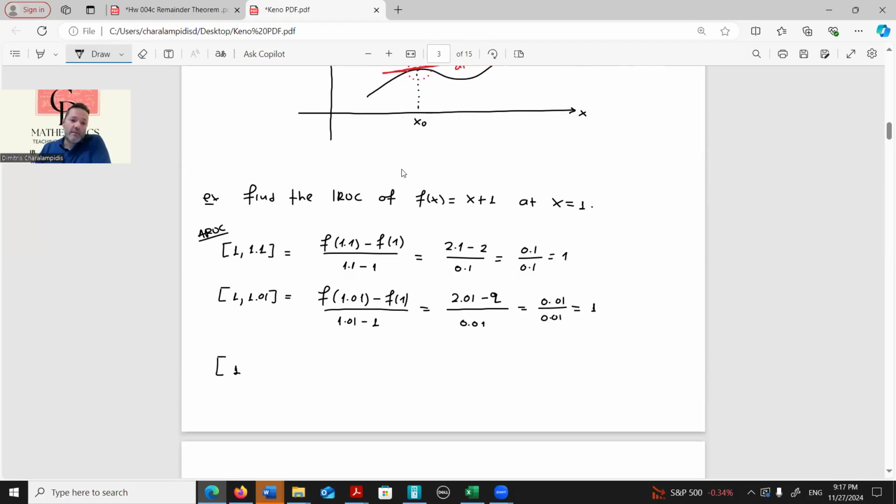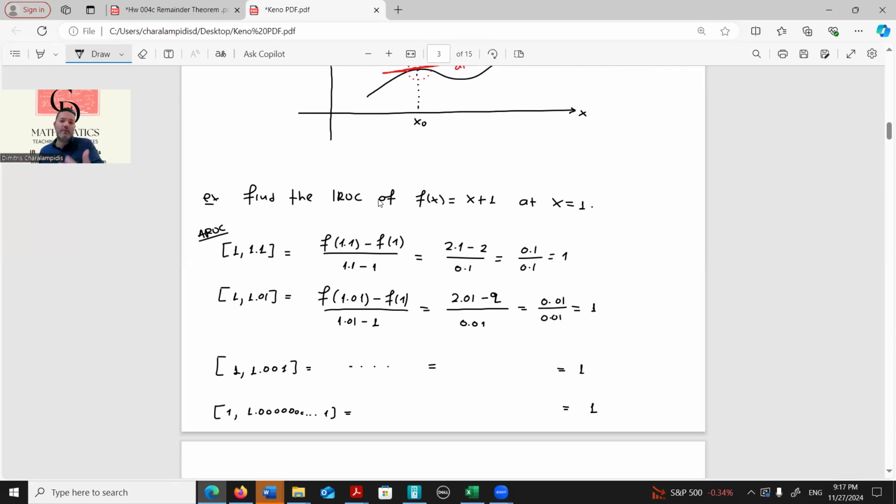Let's make it even smaller, 1.001. The same here again. We would have ended up at 1. So regardless of how small that interval is, even if we approach that with an interval of 1 to 1.0000001, by following the exact same substitutions, the average rate of change would still have been 1. And that is exactly the concept of the instantaneous rate of change.